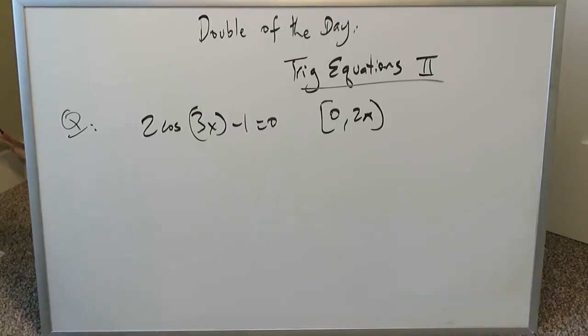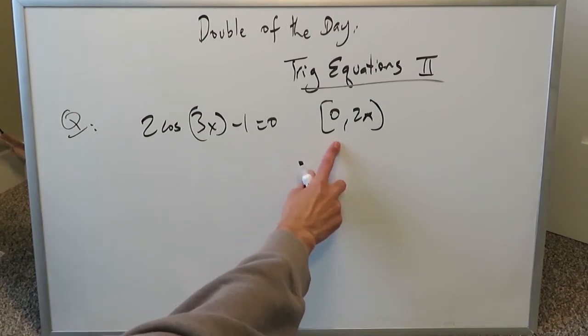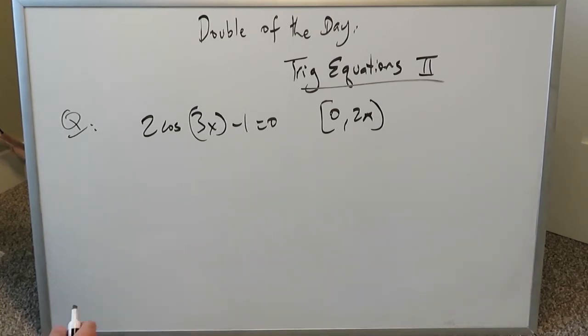Now the second question for this video is right here. You have to find the solutions of x such that they fall within the domain 0 and 2 pi but not including 2 pi. The equation is 2 cosine 3x minus 1 equals 0.